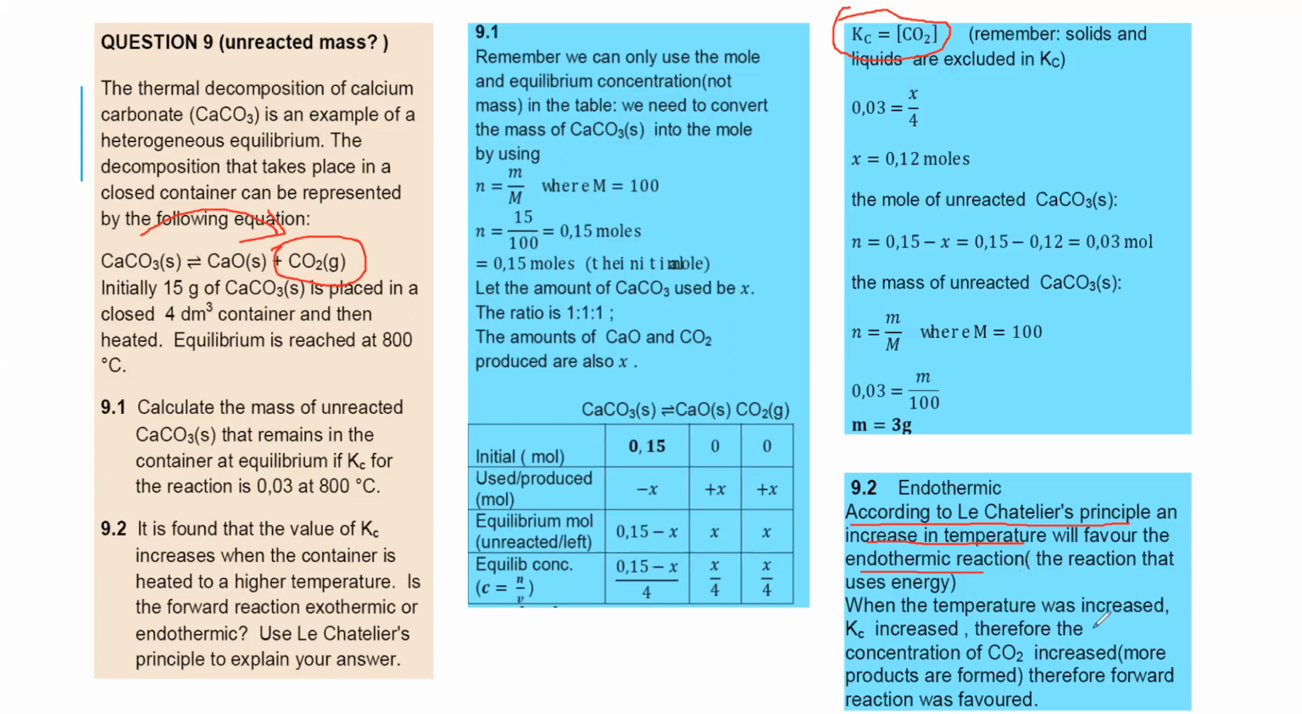So when the temperature was increased, Kc increased, therefore the concentration of carbon dioxide increased and more products are formed, therefore the forward reaction was favored. So which means that the forward reaction is an endothermic reaction. So what is our answer for 9.2? Endothermic reaction. This is another type of question that we can have in Kc calculations.